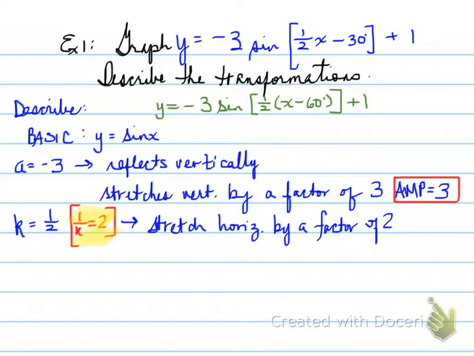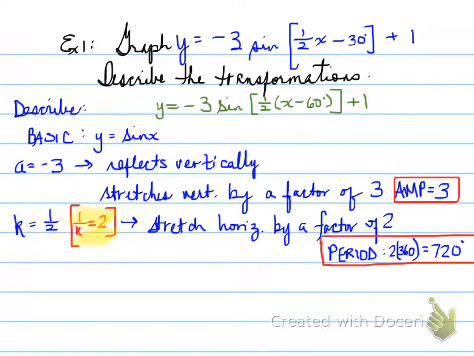How does that affect our graph? Well, our period changes to be 1 over k, which is 2, times 360. 2 times 360 is 720 degrees. So now we've doubled this particular sine function from a basic sine function. So that's the next crucial piece.